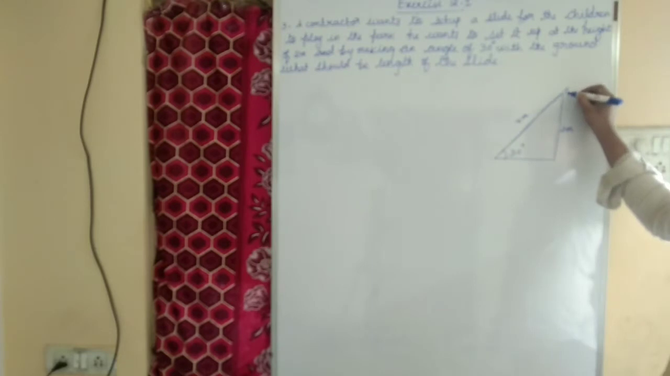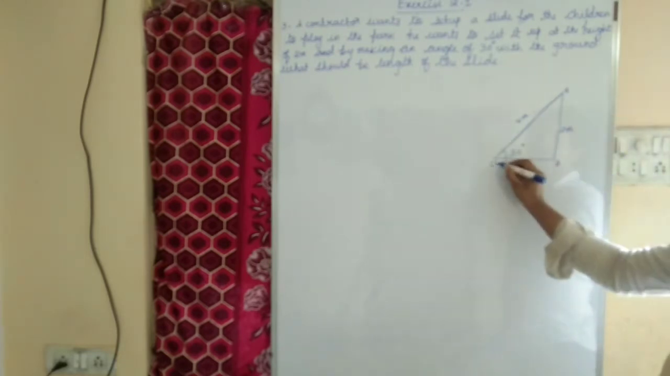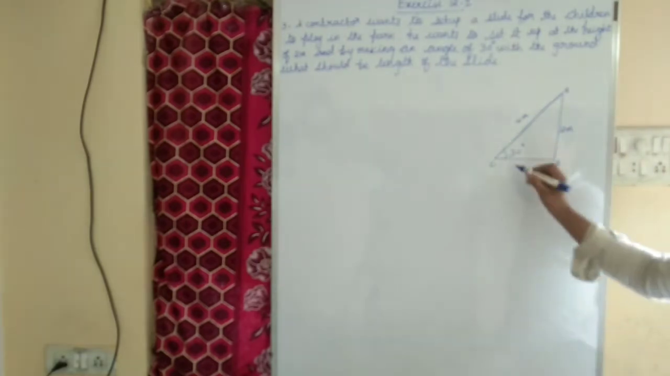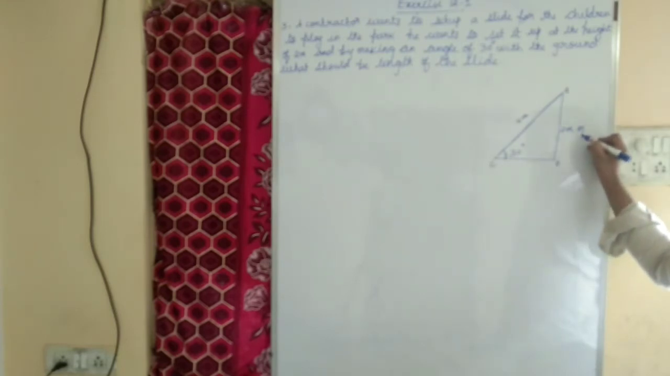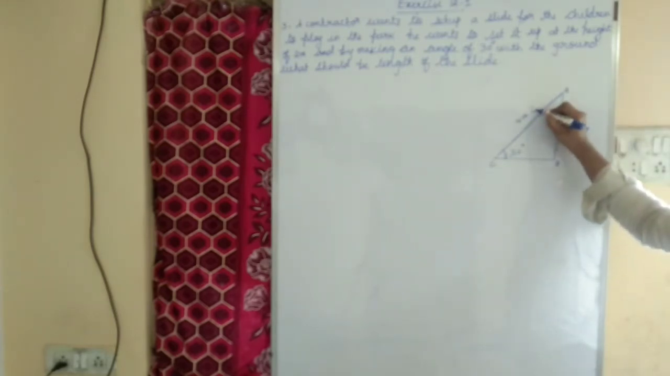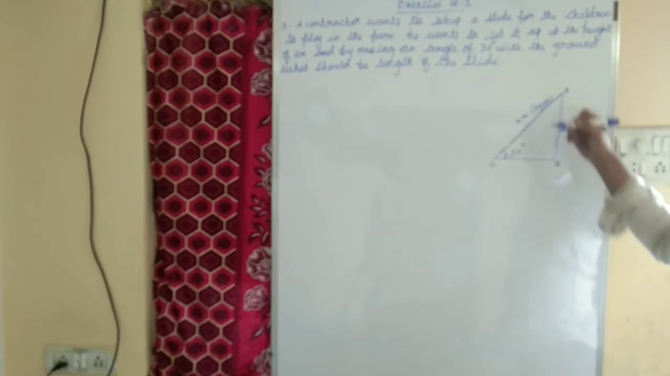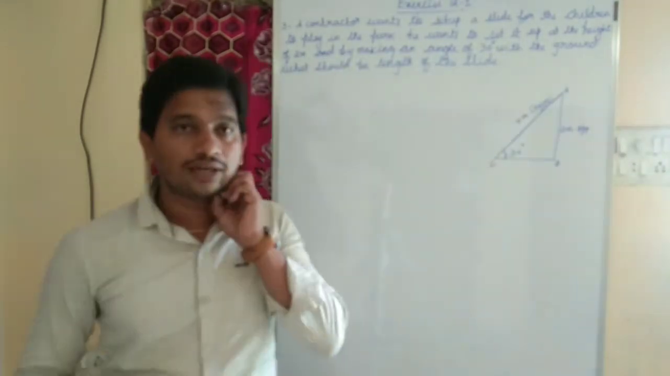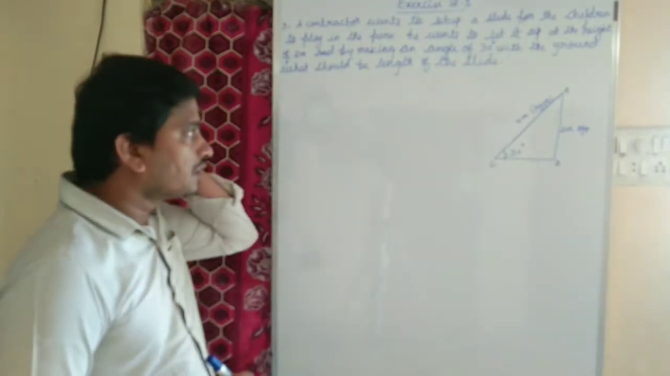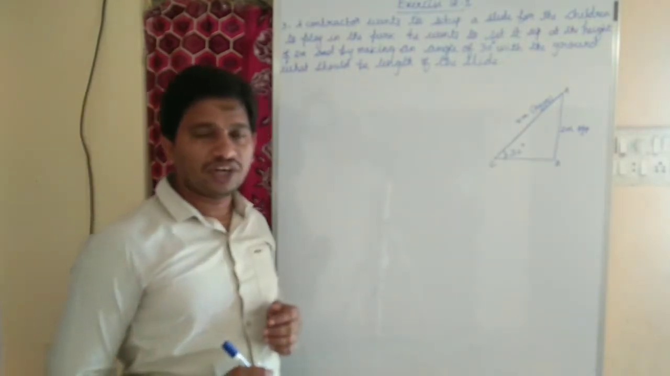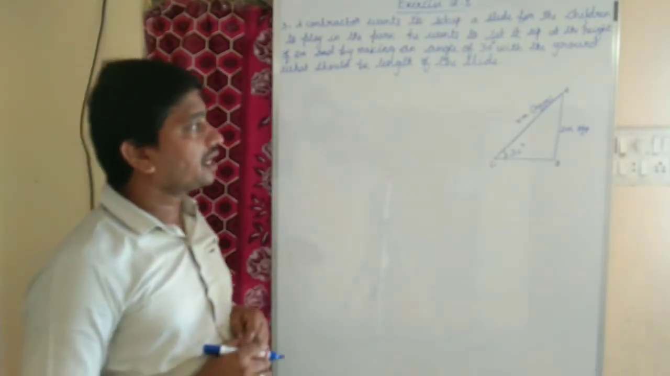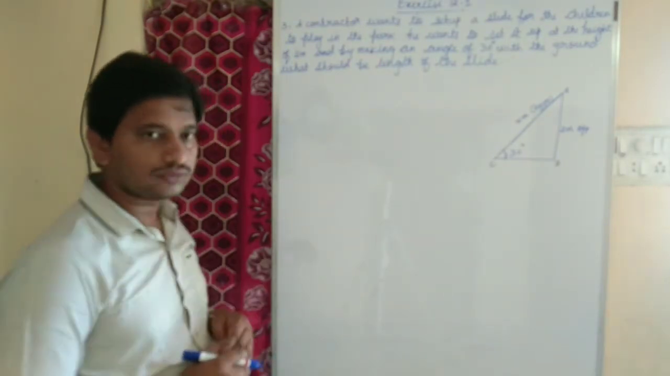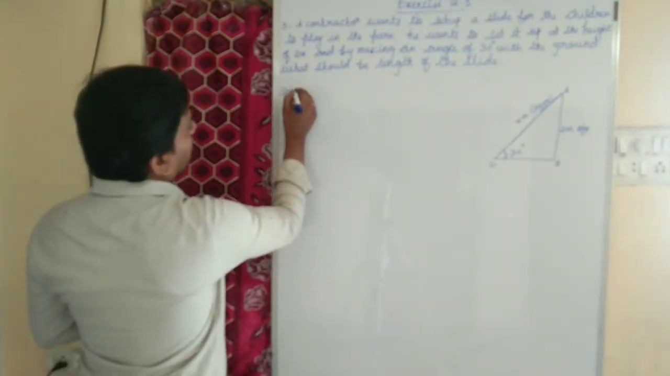Okay, so name the triangle ABC. The angle is at C. This will be our opposite side and this will be our hypotenuse. Right? This is an easy question only. What should be the length of the slide? We have to find the hypotenuse. What is the relationship between opposite and hypotenuse? That is, what is the trigonometric function?